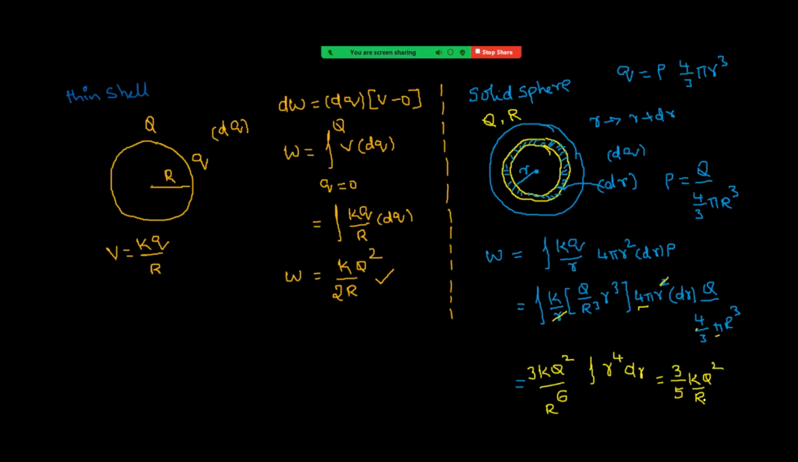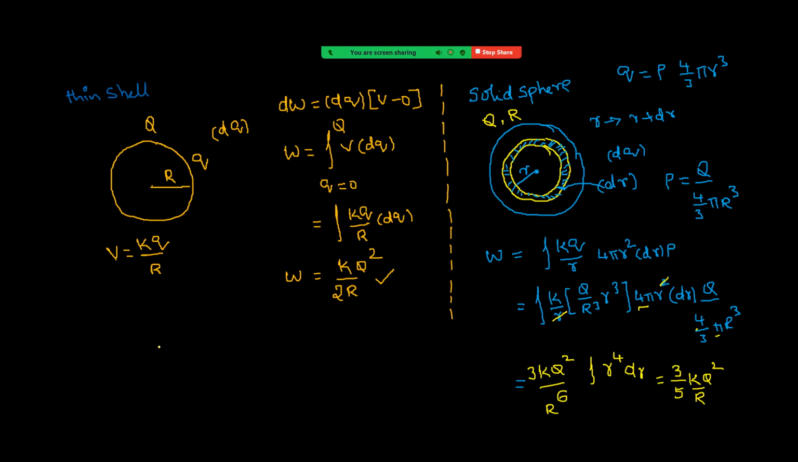That is now the self-energy of a solid sphere. That means charge is now in the entire volume. So self-energy of a thin shell is k q square by 2r, or self-energy of a solid sphere is 3 by 5 k q square by r, right? Let us see now how we use these two while solving problems.